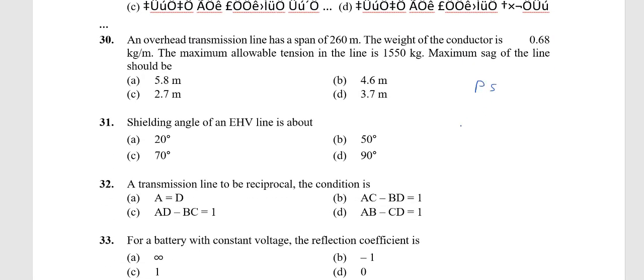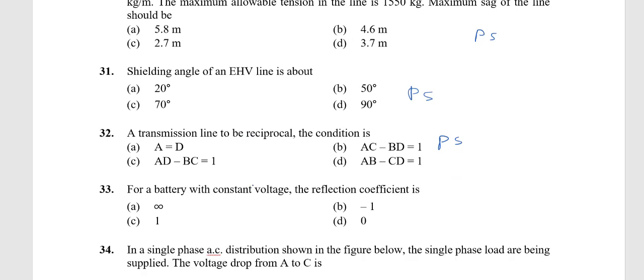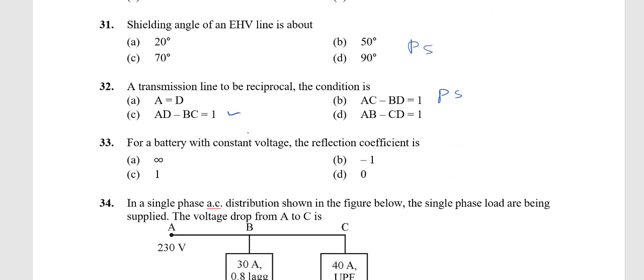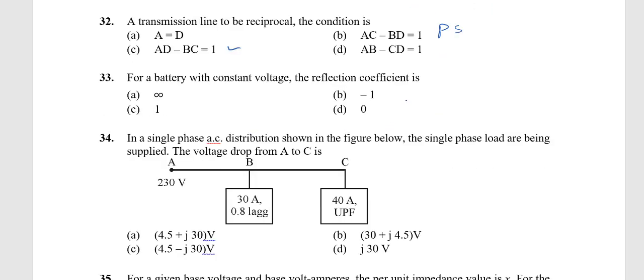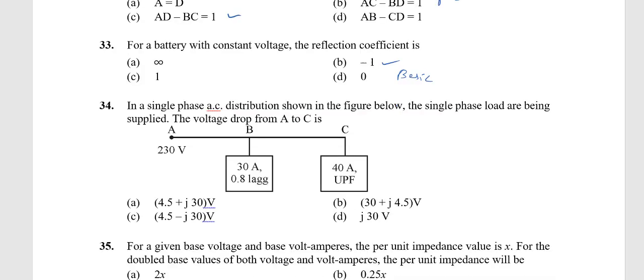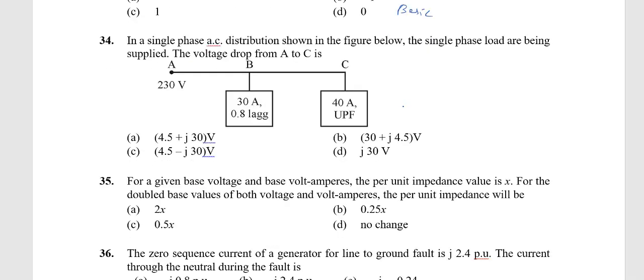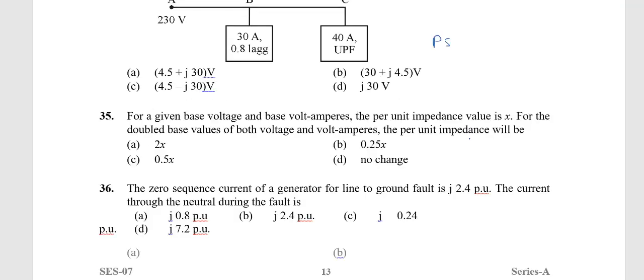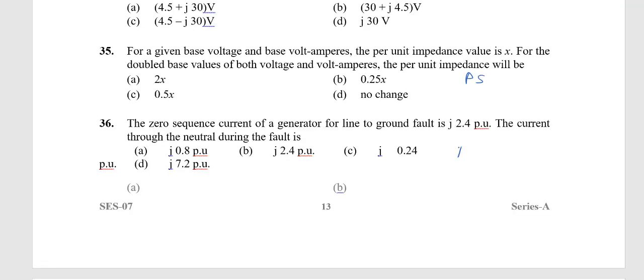Power systems, EHV line. So for a power system to be reciprocal, AD minus BC is equal to 1, A is equal to D. For reciprocal, always AD minus BC is equal to 1. For a battery with constant voltage, the reflection is basic. Reflection coefficient is minus 1 always. 40 amp, again this is power systems.